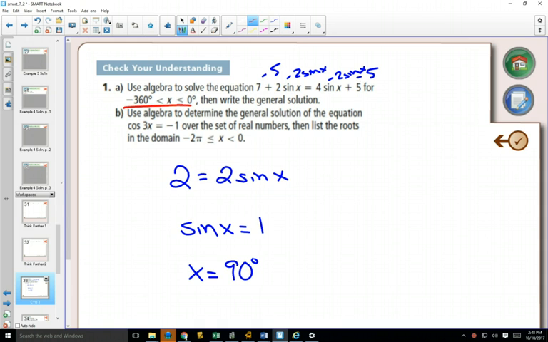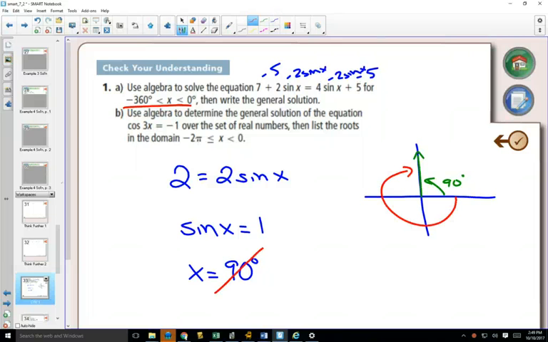Once you're done doing that, though, I need you to make sure that you look back and say, what domain were they asking for? Were they asking between 0 and 360? No. They were asking between negative 360 and 0. So we said it was 90 degrees, but they're looking in this direction, so this answer won't be in our solution. Our solution will be what? Negative 270. Good.